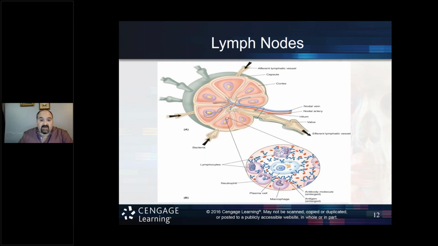And you'll see here, as we have the afferent vessels and the efferent vessel, okay? And you'll also see that there are valves present, again allowing for one-way flow of lymph in the lymphatic system. And you'll see here that there are lymphocytes present, neutrophils, macrophages, and plasma cells. Plasma cells are a type of differentiated B lymphocyte that will produce antibodies.